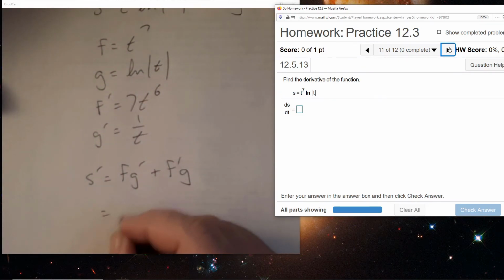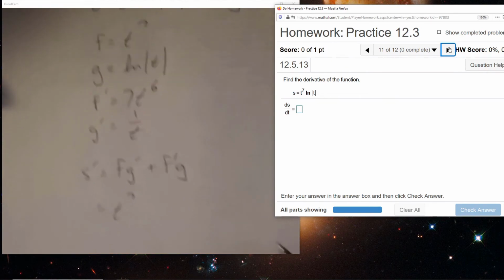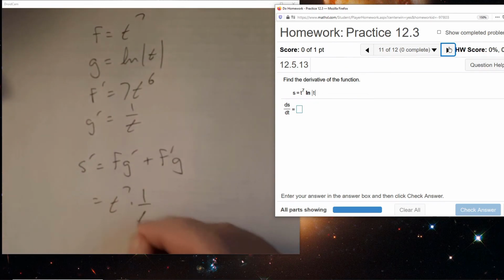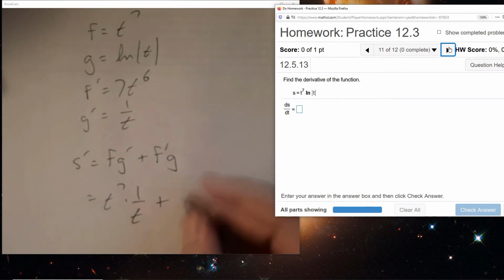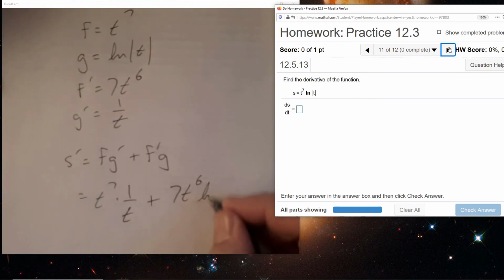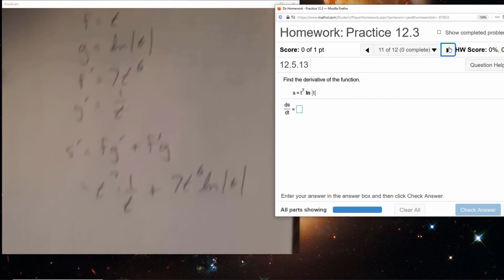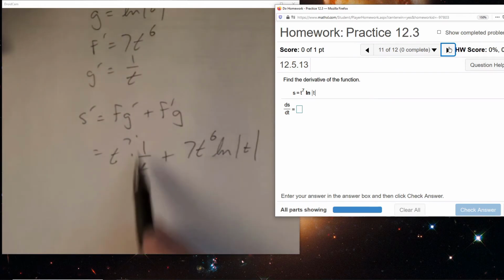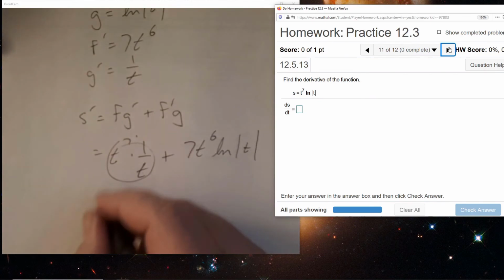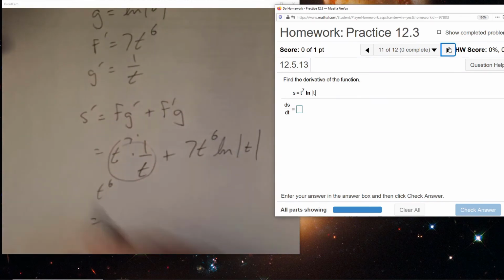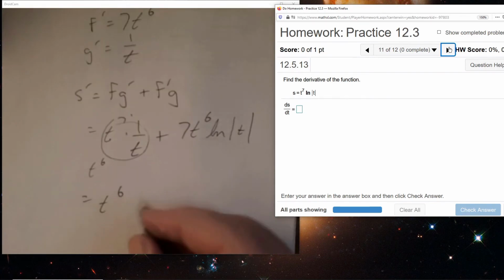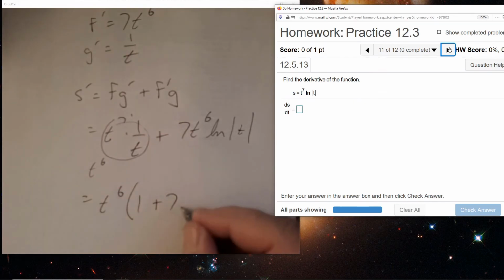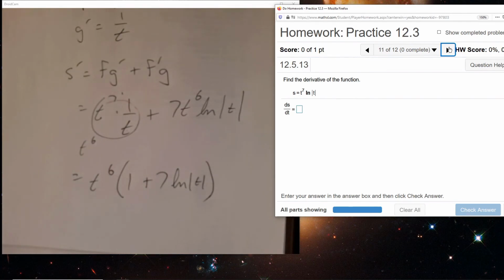So we have f, we have g prime, we have f prime, and we have g. And we can clean this up a little bit. T to the 7th divided by t. This right here is t to the 6th. T to the 6th turns out to also be the greatest common factor. And there's our final answer.